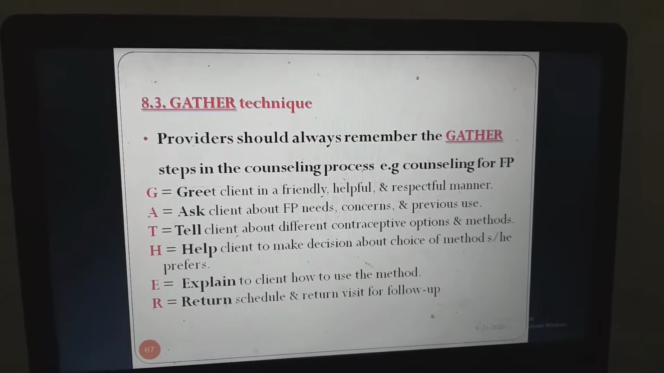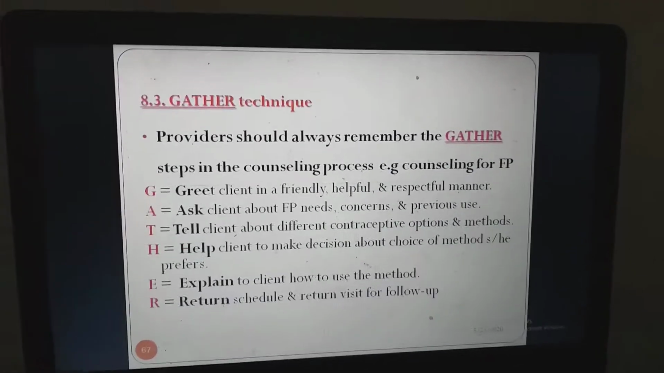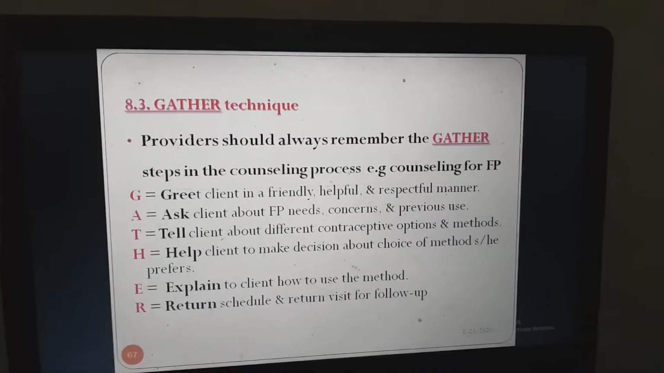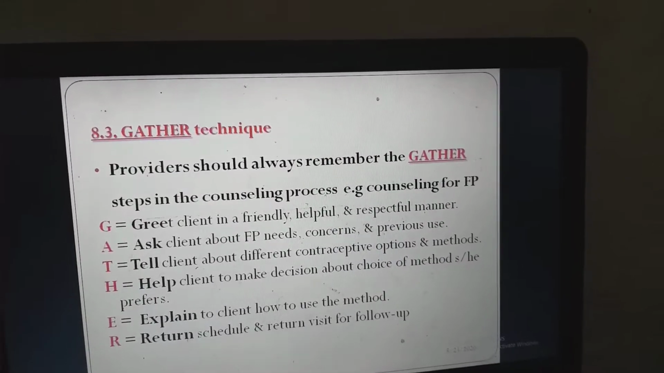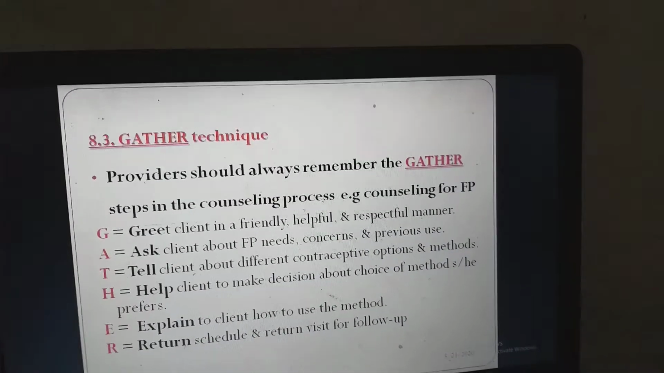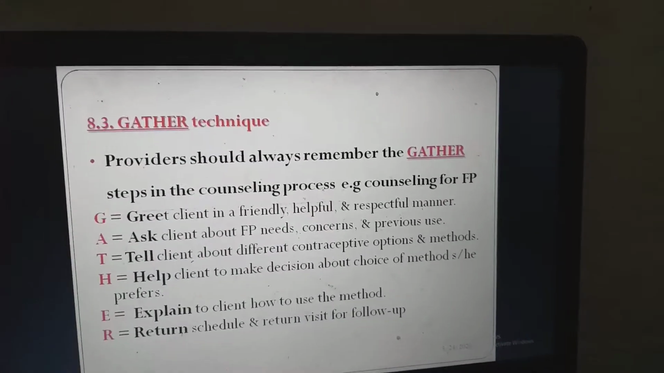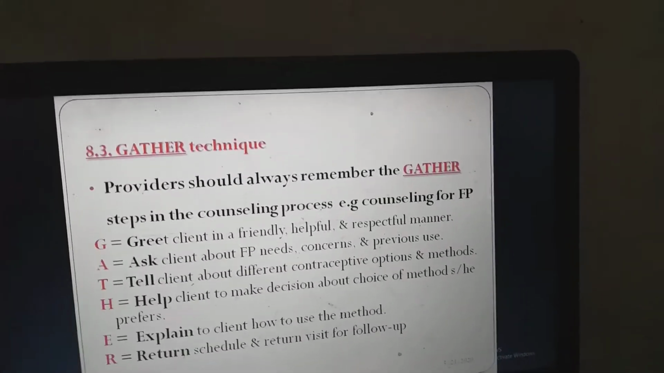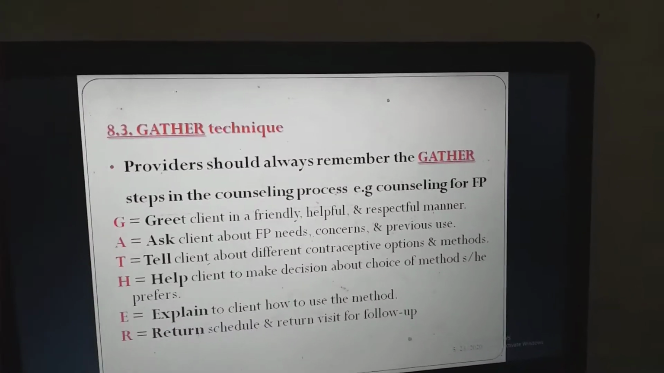Then T, tell the client about different contraceptive options and methods. There are different contraceptive methods. What are these? Explain all of them, including their advantages and their disadvantages. It is up to them to select, but you should inform them of all of them, the advantage of this one, the advantage of that one, and the disadvantages of all methods again.